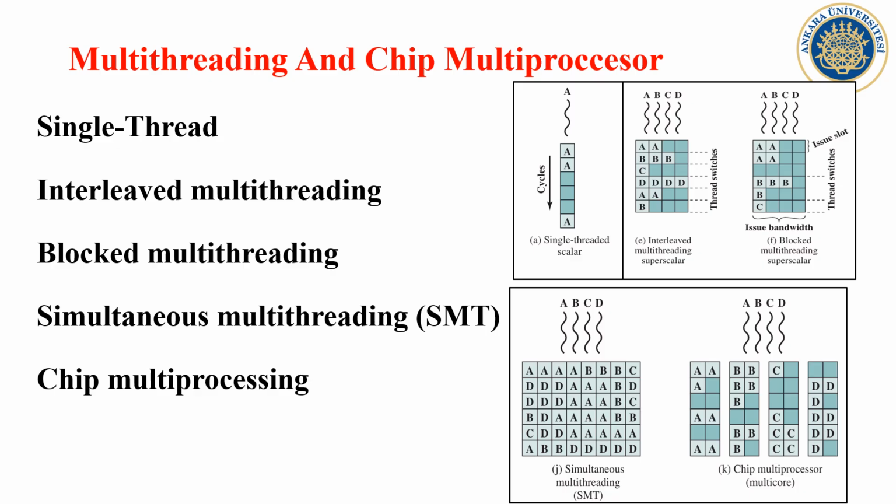Next, simultaneous multithreading (SMT). The processor can execute instructions from multiple threads at the same time, sharing its execution units. And the last one, chip multiprocessor, or multicore. Multiple processor cores are on the same chip, so many threads can run truly in parallel, combining multithreading and multicore parallelism.